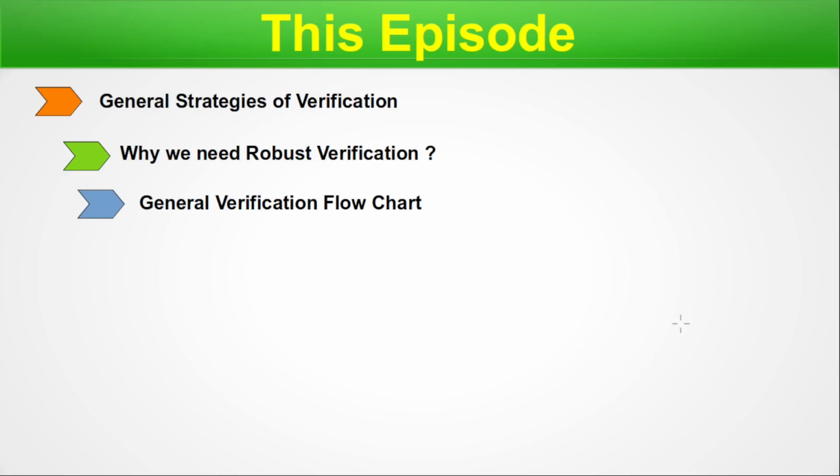The next point is the general verification flowchart. So I'll give a very generic flowchart of the verification. In actual practice, there could be addition of some blocks or subtraction of a block, or it could be arranged in a different way. So this will help you to grasp the things in a proper fashion when you go through a VIP, that is a verification IP.